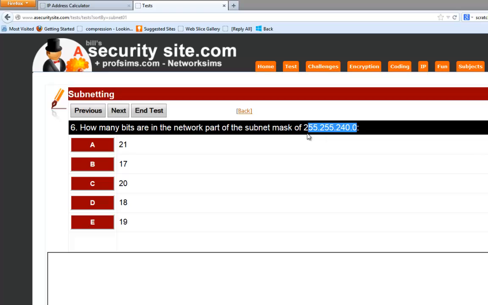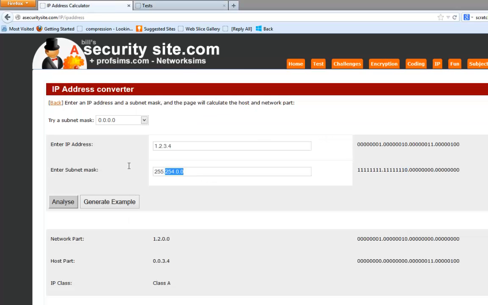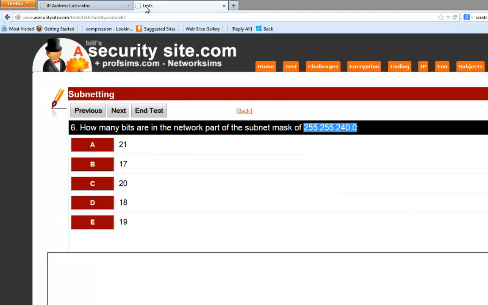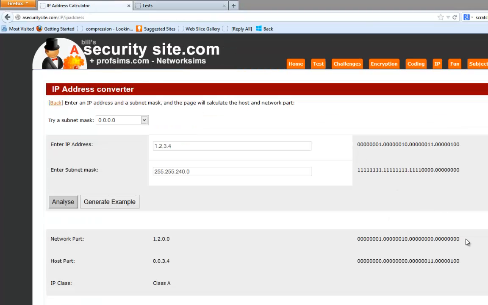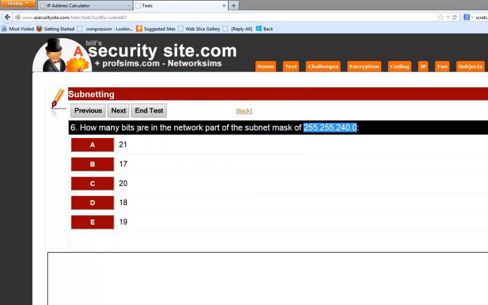Now for this one, we can see that we're looking for the network part. In this case, this is 240, which ends up with four 1s. So that's 16 and four 1s is 20.